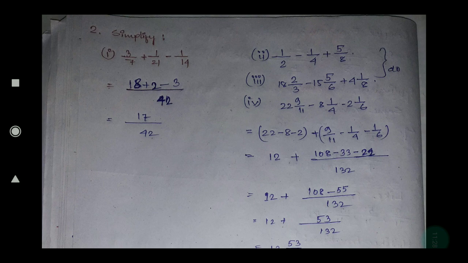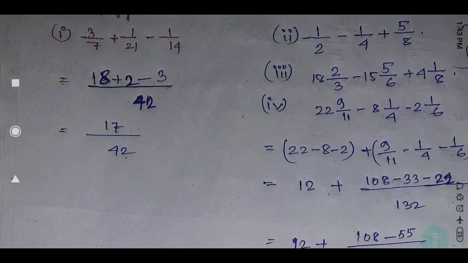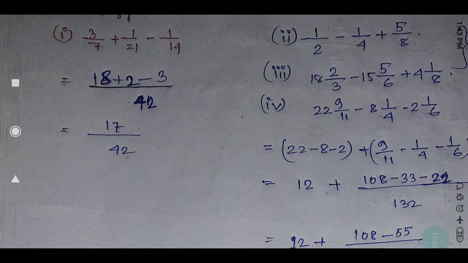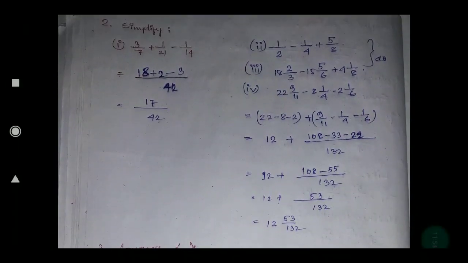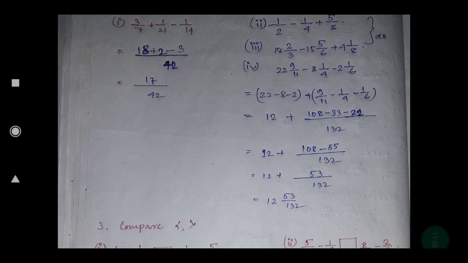Okay, now 7 how much? 42. 7 6s are 42, 6 3s are 18. 21 how much? 42. 21 2s are 42, 2 1s are 2. 14 how much? 42. 14 3s are 42, so 3 1s are 3. Okay, so 18 plus 2 means 20. 20 minus 3 means 17. 17 by 42. So these 2, 3 numbers you have to do by yourself.